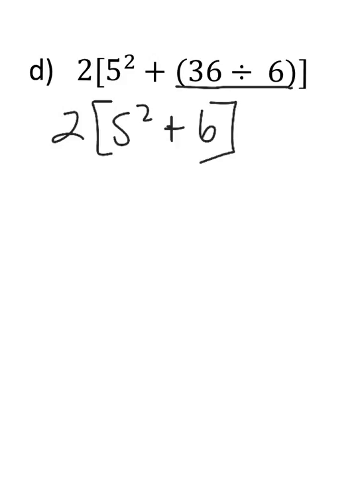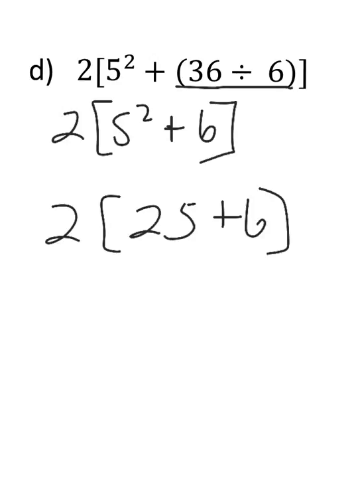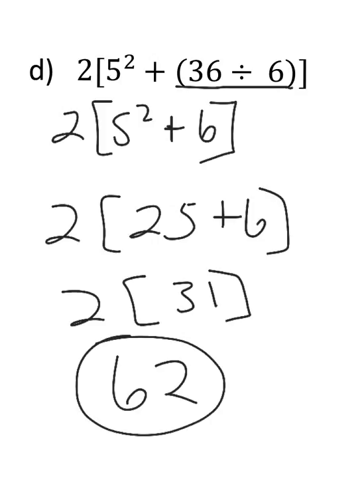If I continue down the page now, within the next set of grouping symbols, the brackets, is 5 squared plus 6. Again, I must do exponents first. 5 squared is 5 times 5, which is 25. Continuing down the page, within the brackets gives us 31. And 2 times 31 gives us 62. There's no operations left to perform, so we are done.